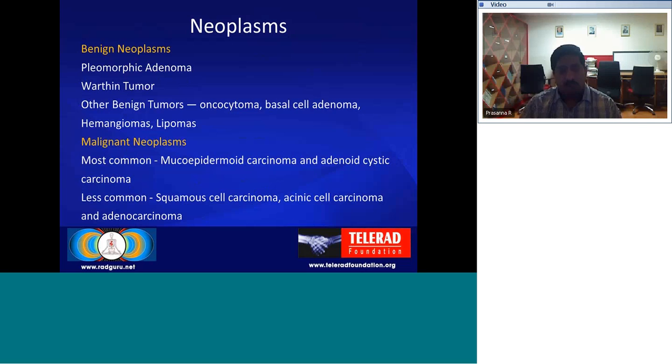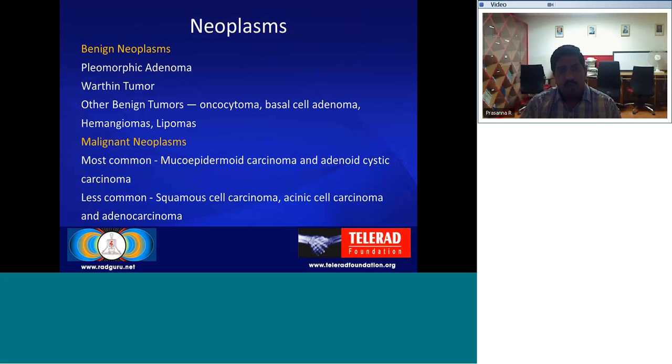Benign lesions: the most common is the pleomorphic adenoma, and the second most common is the Wharton tumor. Other benign tumors include the oncocytoma, basal cell adenoma, hemangiomas, and lipomas. And then the malignant neoplasms. The most common is the mucoepidermoid carcinoma, followed by the adenoid cystic carcinoma. The less common are the squamous cell carcinoma, acinic cell carcinoma, and adenocarcinoma.